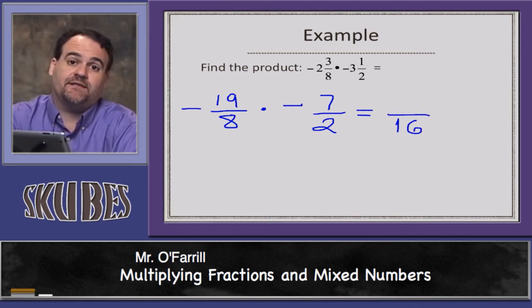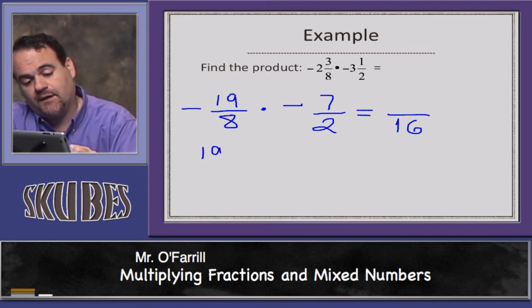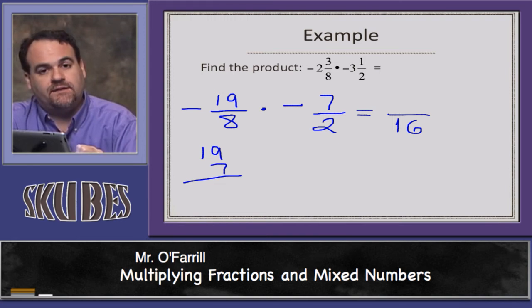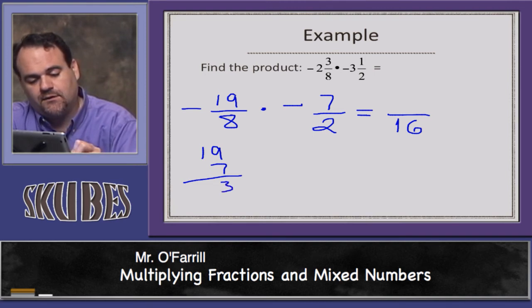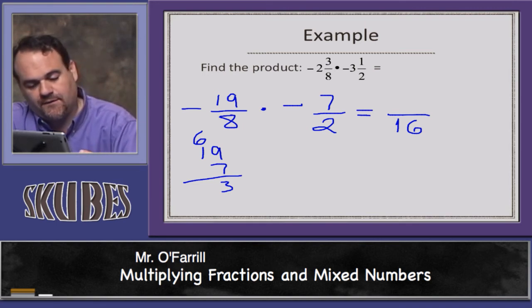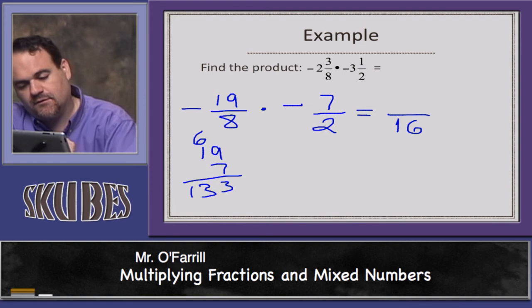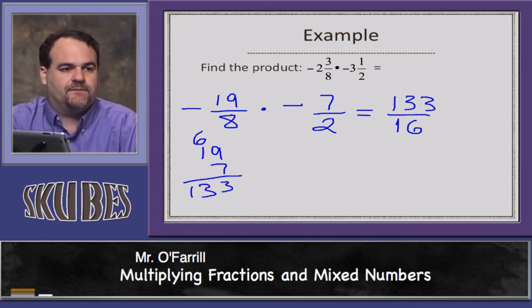Whew. I don't know my 7 times tables that well, do you? Let's try it out. 19 times 7. Well, let's see. 7 times 9 is 63. 7 times 1 is 7, plus 6 is 13. 133.